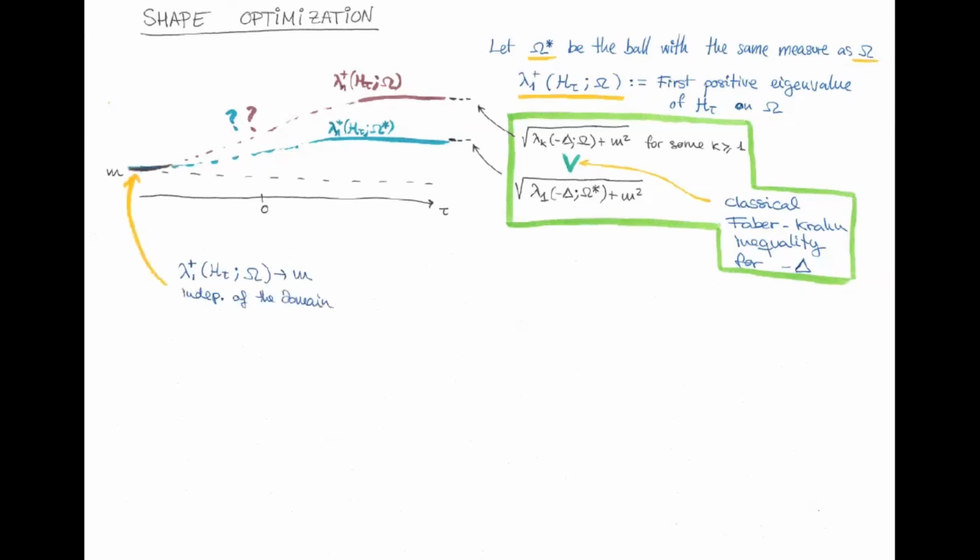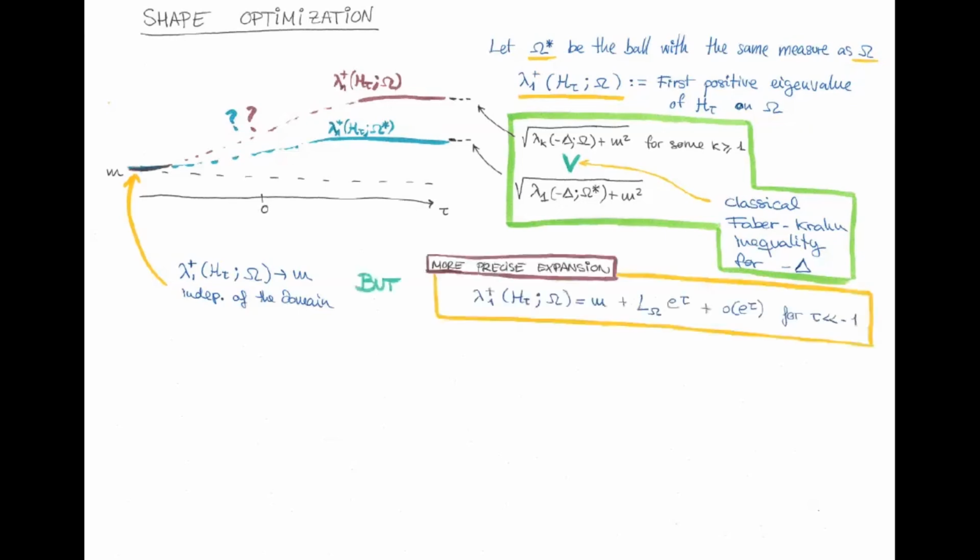What happens in the other limit? Here things are more complicated, because independently of the domain, the first eigenvalue converges to m. So here comparing things is more difficult, and you need to do a kind of first order expansion, okay? And here the first order expansion that we do is something like this. So you have that this eigenvalue behaves as m plus some term which goes exponentially fast to m, and then something of lower order.